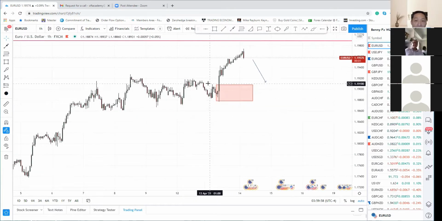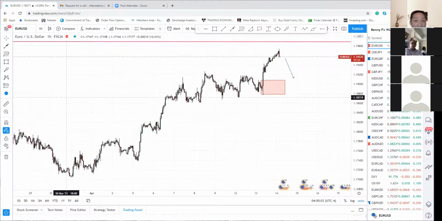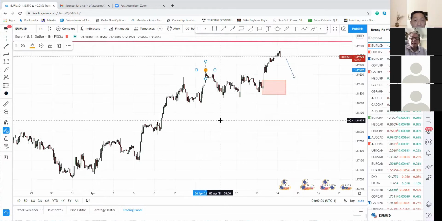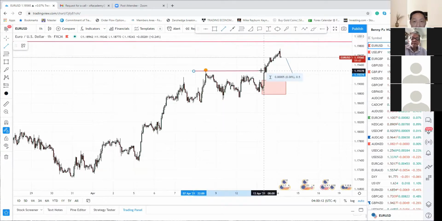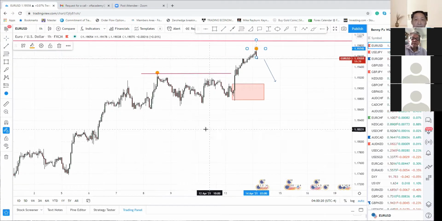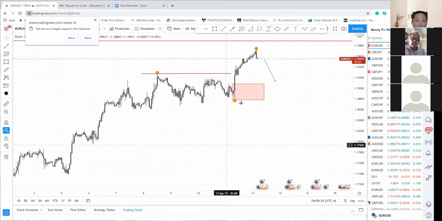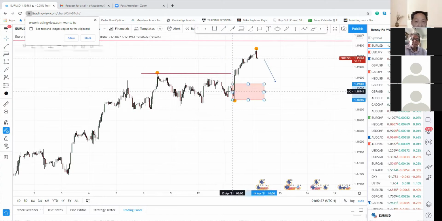Now, you can see where the last higher high is. The last higher high is here, and we see there's a break of the last higher high, which is here. And then the market made a higher high, which is here. So we know which one is the higher low. The higher low is here. Correct? So the origin of this higher high, this swing, is here. The origin, which is this demand.